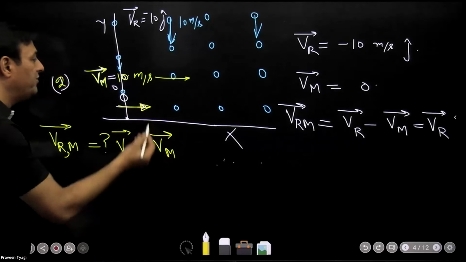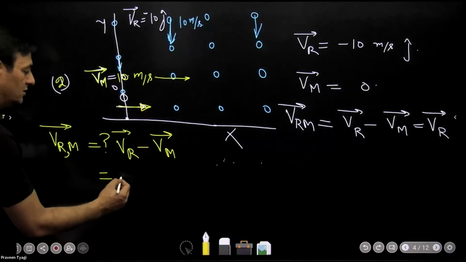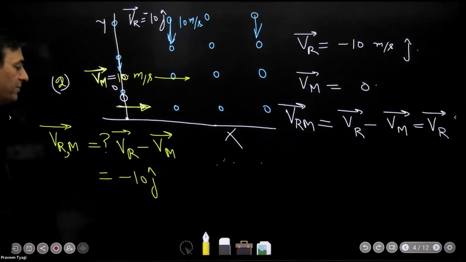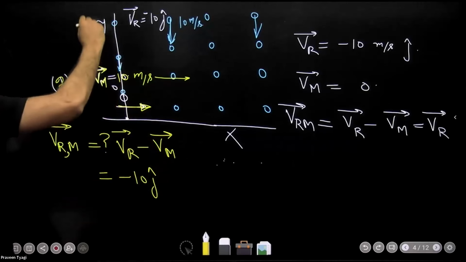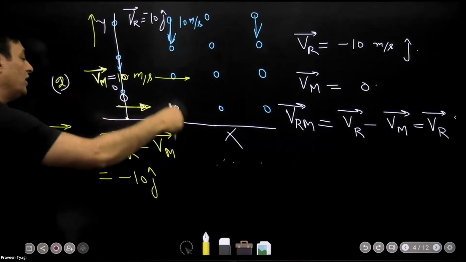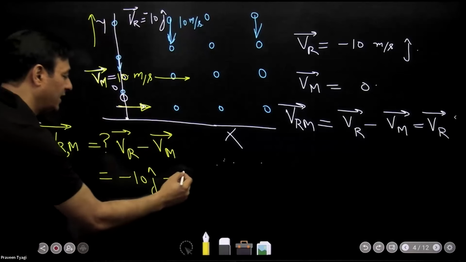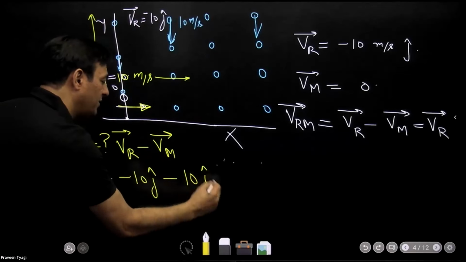Velocity of raindrops will be what? Not 10 j cap, minus 10 j cap, because vertical direction is positive and raindrops are falling downwards. So I wrote minus 10 j cap. Velocity of man is 10 i cap.